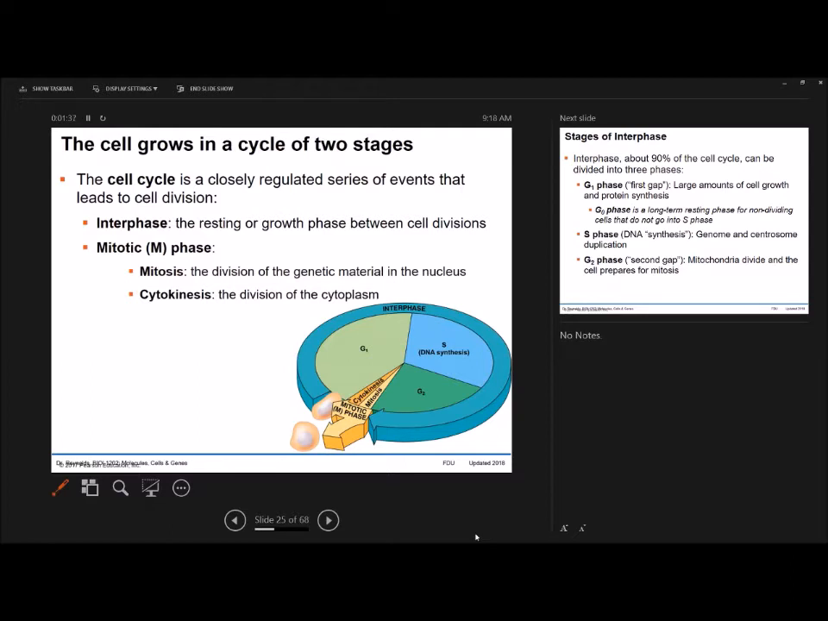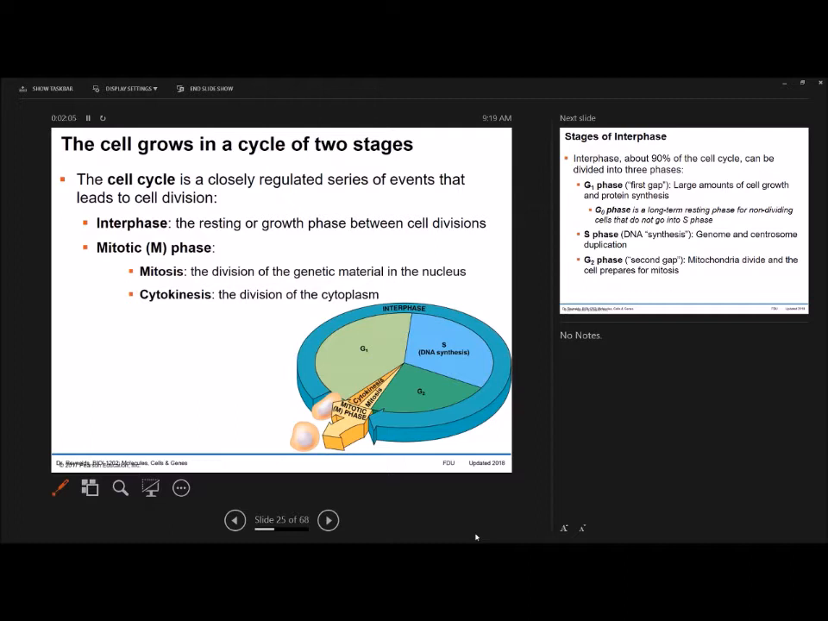Because mitotic division is essential for maintaining the amount of genetic information in each cell. Too much or too little is a very bad thing, okay? The cell cycle is a very closely regulated series of events. And you need to know what happens in each step and how we regulate them.